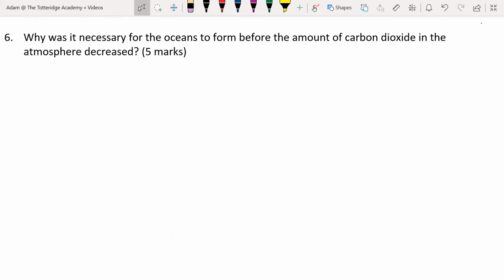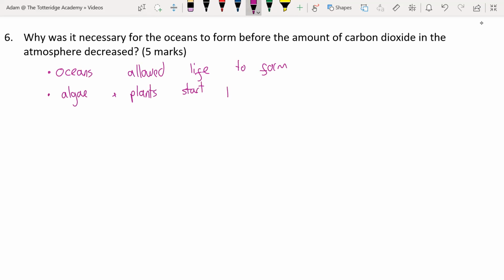The major piece of advice I'd give you always with these longer questions is to use bullet points. So why was it necessary for the oceans to form before the amount of carbon dioxide in the atmosphere decreased? The important thing here is oceans allowed life to form, right? That's really important. Without the oceans, there's no life. So oceans allowed life to form, and algae and plants start photosynthesizing. There we go. That's 2 marks already off the bat.